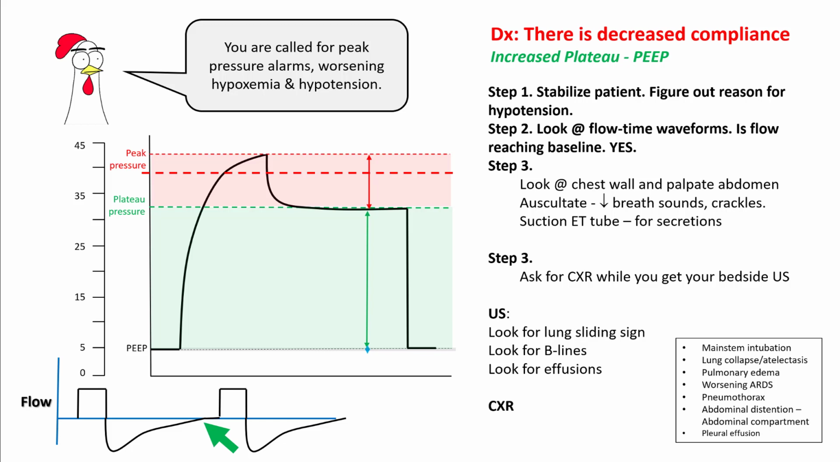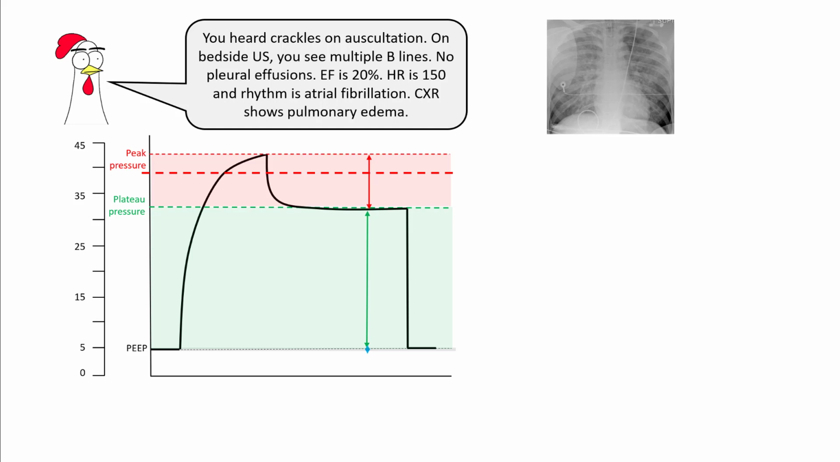You go through the same process, examine them, auscultate them, suction endotracheal tube, get a chest X-ray, and get your bedside ultrasound. On exam, you hear crackles. On ultrasound, you see multiple B-lines. There is no effusion. The EF on the echo seems to be much lower than before at 20%. Heart rate is 150, and you notice that patient is in atrial fibrillation. Chest X-ray shows pulmonary edema. Your diagnosis is worsening compliance from pulmonary edema.